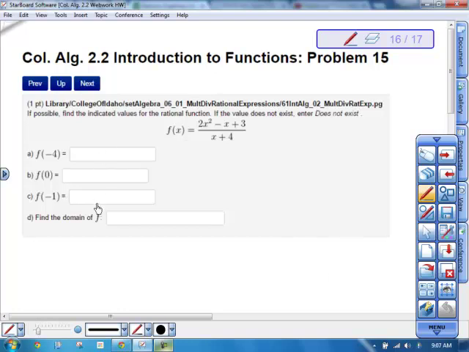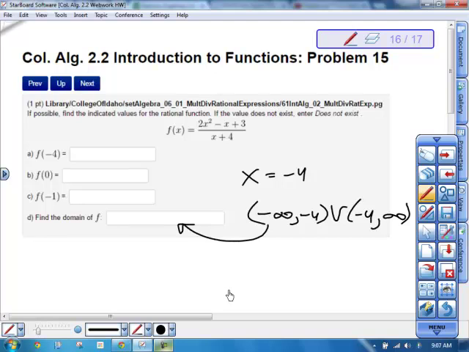Okay, you guys can try this one. It should be pretty straightforward. The one thing you can't have is in the bottom for the domain. You can't have x equals negative 4 because that gives you an undefined in the bottom. So it'd be negative infinity all the way up to negative 4, not including negative 4, as well as from negative 4 to positive infinity. That's the way we're going to have to write that, unfortunately, right there.